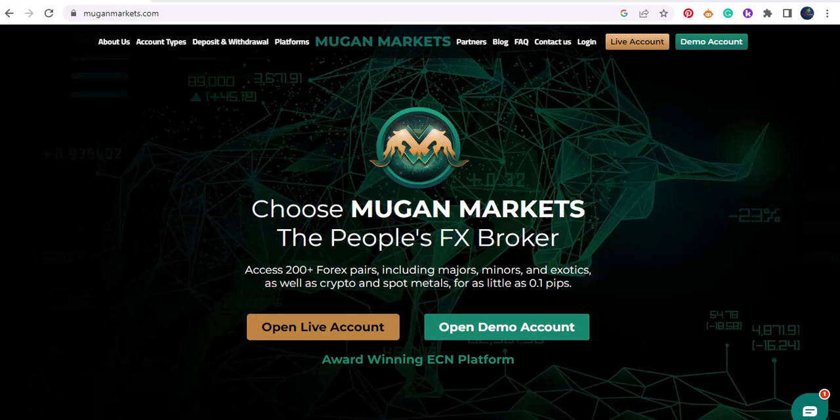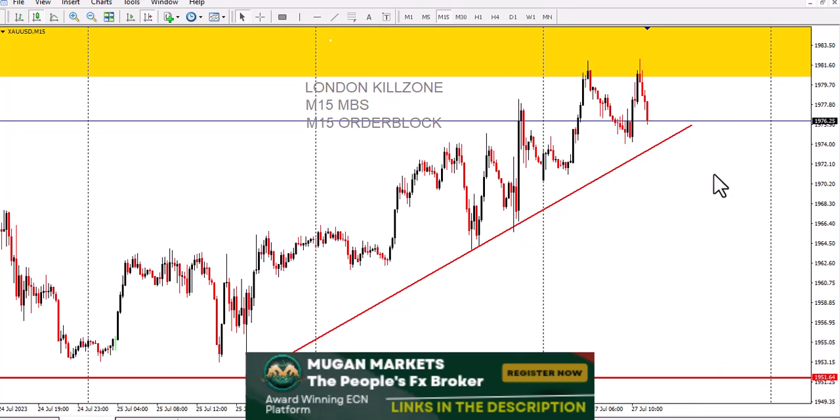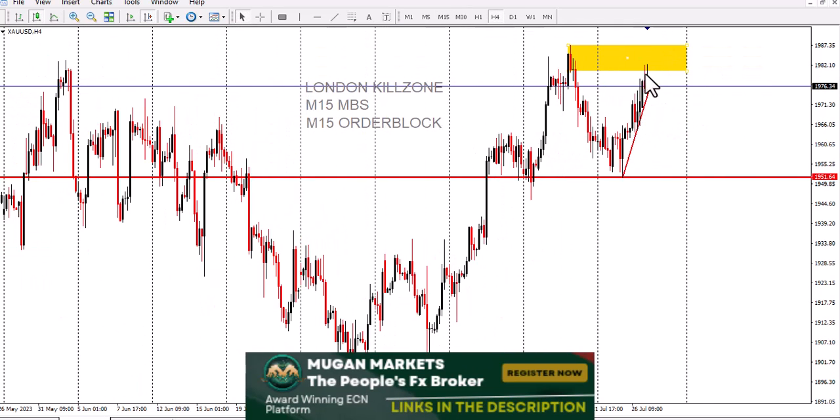So let's go back to our charts and look at some gold trades, right? You see we have this yellow order block that you see price rejecting from at the moment. So this is my order block. Why? Because I have had a break of structure, as you can see. So price has broken structure.